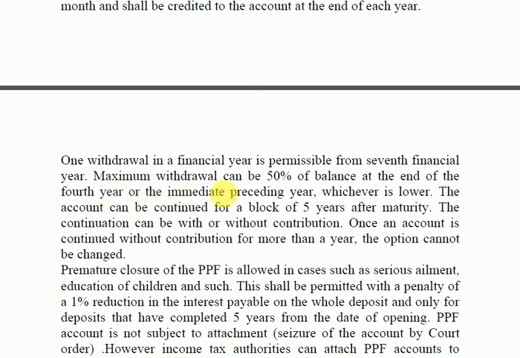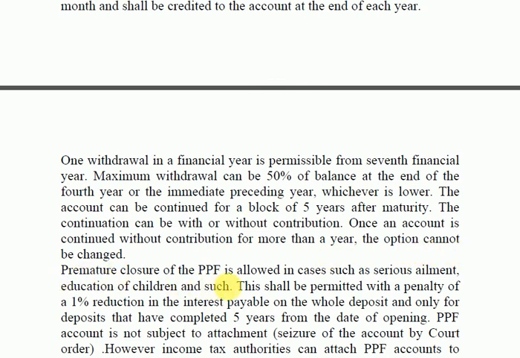Maximum withdrawal can be 50% of balance at the end of the 4th year or the immediate preceding year, whichever is lower. The account can be continued for a block of 5 years after maturity. The continuation can be with or without contribution. Once an account is continued without contribution for more than a year, the option cannot be changed.